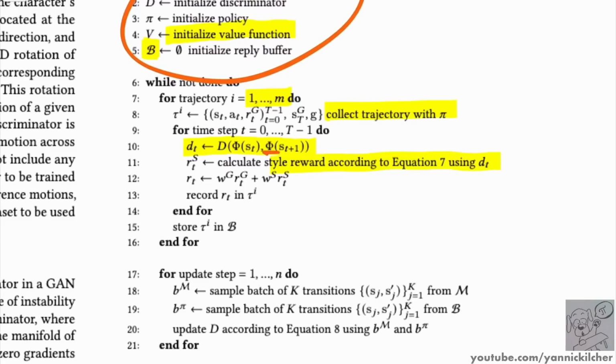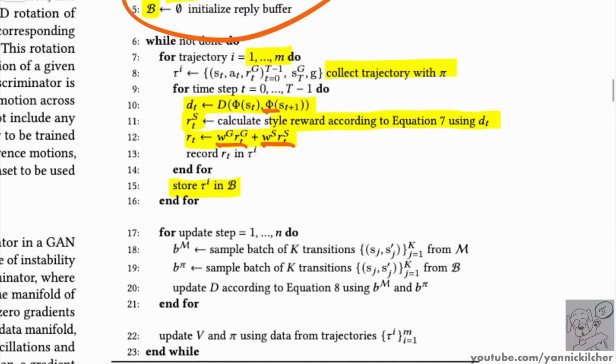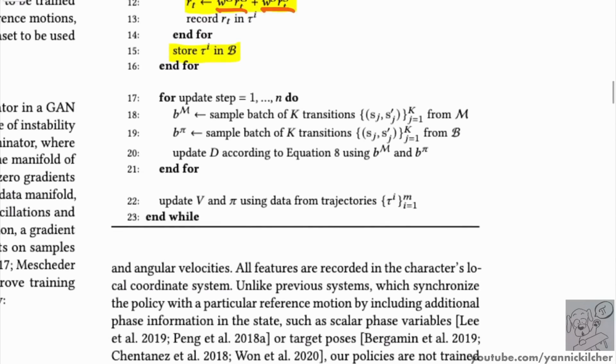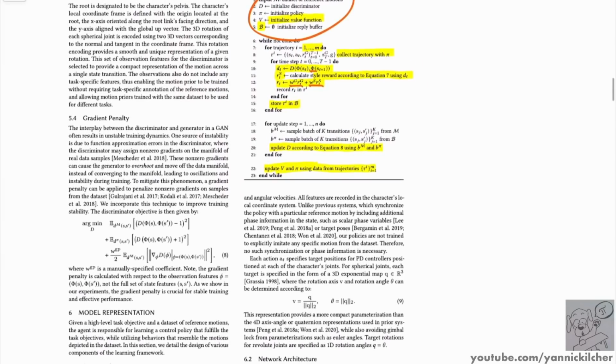So the algorithm, just to finish it, goes on and it says, okay, so this is the style reward. The true reward is given by a weighted mixture between the style and the task reward, and the weights you have to specify. And then we simply store this trajectory in our replay buffer. And then we use the replay buffer to update the discriminator, and we also use the replay buffer to update the value function and the trajectory according to policy gradient.